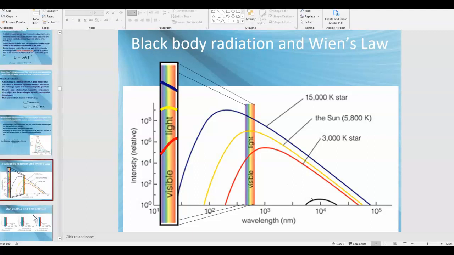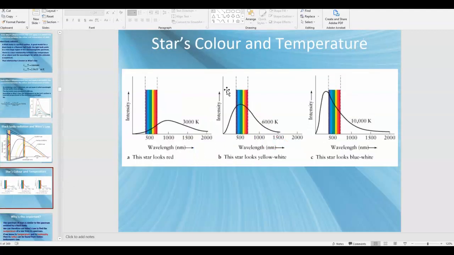Okay, so here you can see the blackbody curves for three different stars. This would be a star that's only 3,000 Kelvin. This would be like our sun, with a temperature of around 6,000 Kelvin, and then this would be a really hot star. Based off of where the peak wavelength is, that determines what the star looks like. So the color of the star is determined by its temperature.